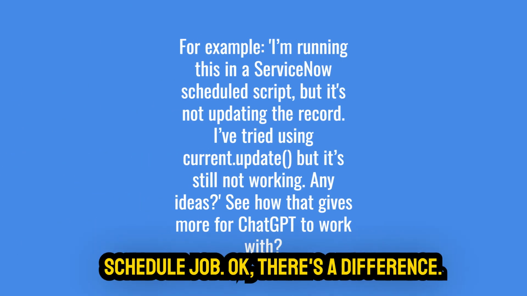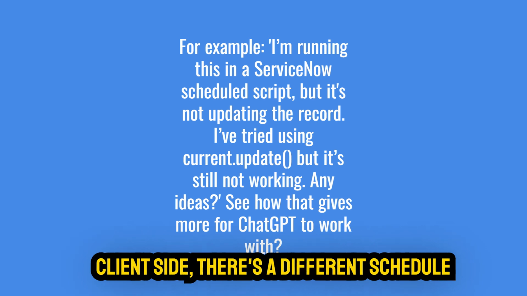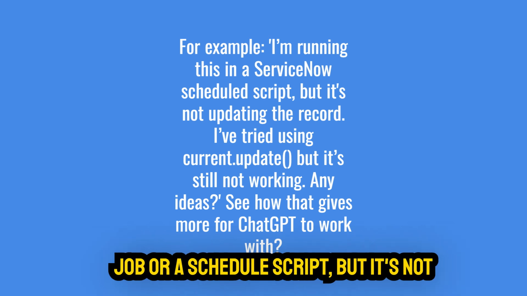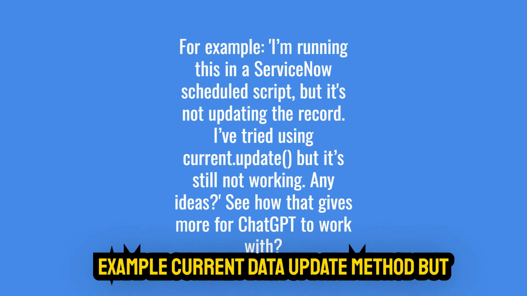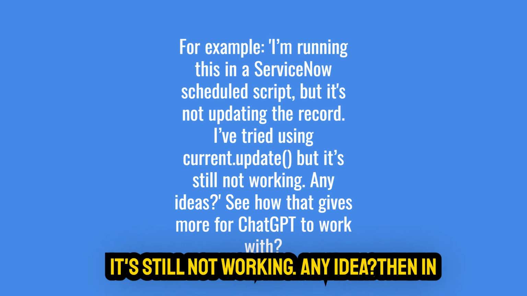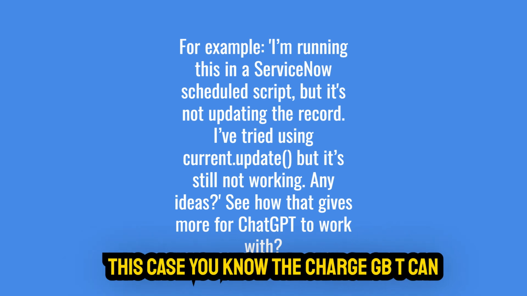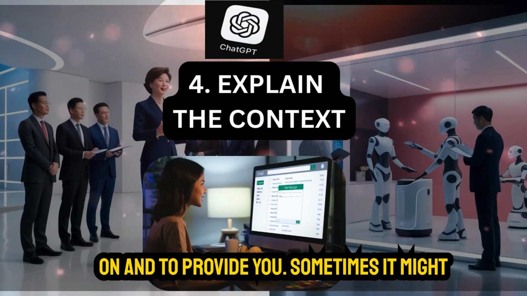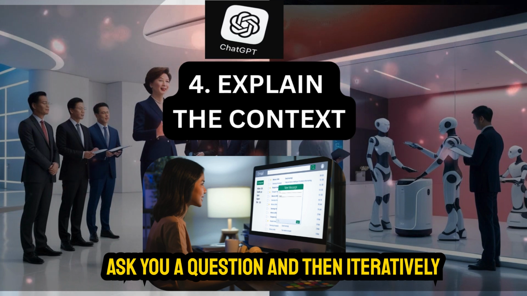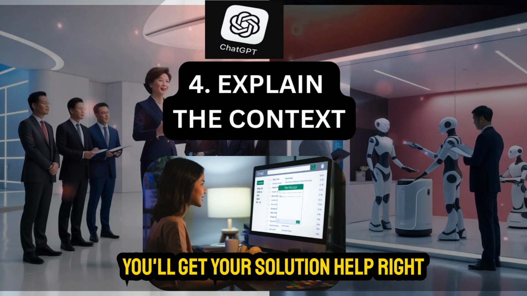Okay, there's a difference. If you run something in a scheduled job or client side, it's different. Say you have a scheduled script, but it's not updating the record. Then you can ask, I have tried this and that, for example, the current data update method, but it's still not working. Any idea? Then in this case, ChatGPT can give you more solutions to work on. Sometimes it might ask you a question, and then iteratively you'll get your solution right there.